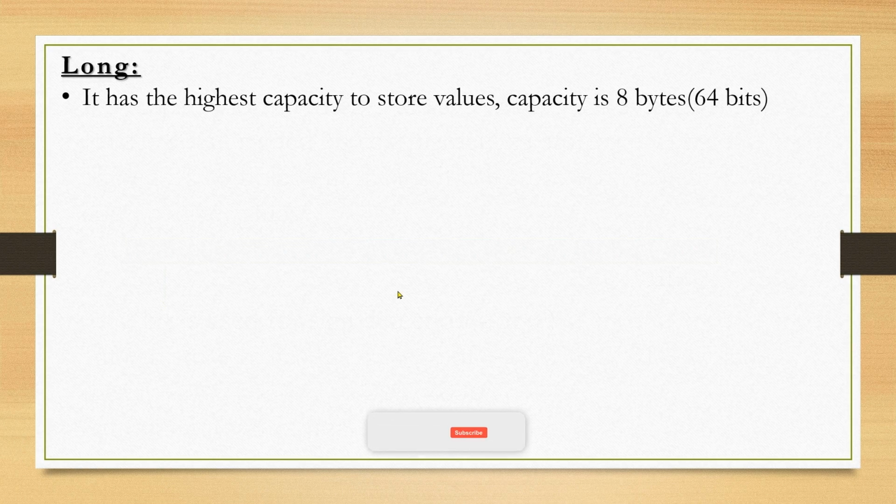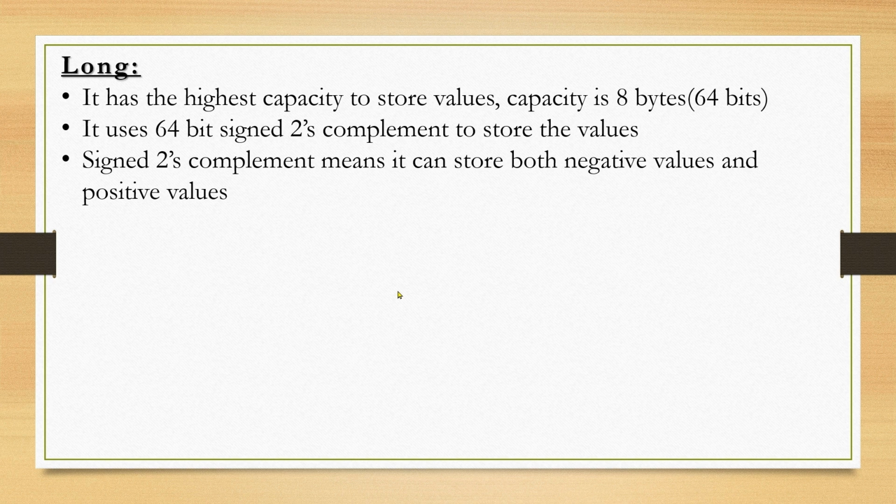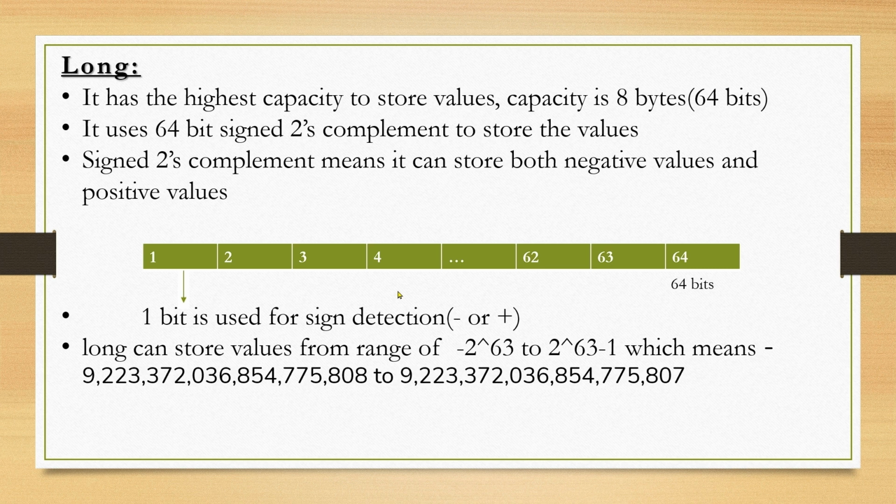Long. It has the highest capacity to store values. Capacity is 8 bytes, which means 64 bits. It uses 64-bit signed two's complement to store the values. Signed two's complement means it can store both negative values and positive values. In 64 bits, 1 bit is used for sign detection, minus or plus, and the remaining 63 bits are used to store values. Long can store values from the range of -2 power 63 to 2 power 63 minus 1, which means this mentioned value. Syntax is long space var name.